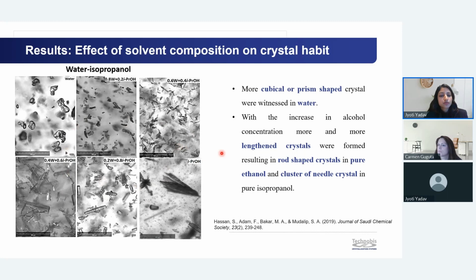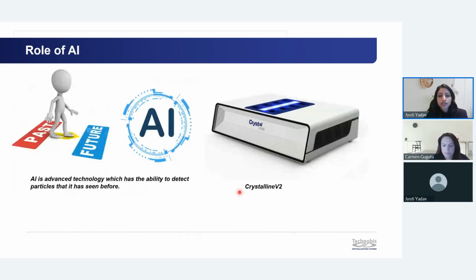But if you want to quantify or characterize in terms of different shapes and particle size distribution, for that, the latest version of the Crystalline instrument uses AI. AI is an advanced technology which has the ability to detect particles that it has seen before. So Crystalline first gathers a set of images where particles are clearly marked, and this collection of labeled images forms the basis for teaching the AI to spot particles in new pictures.